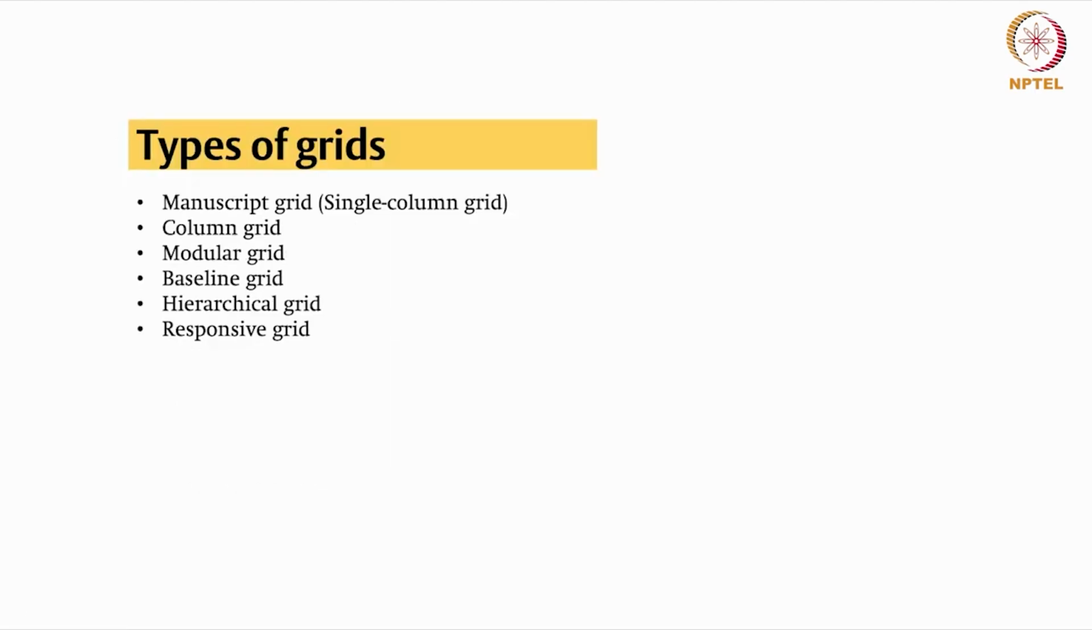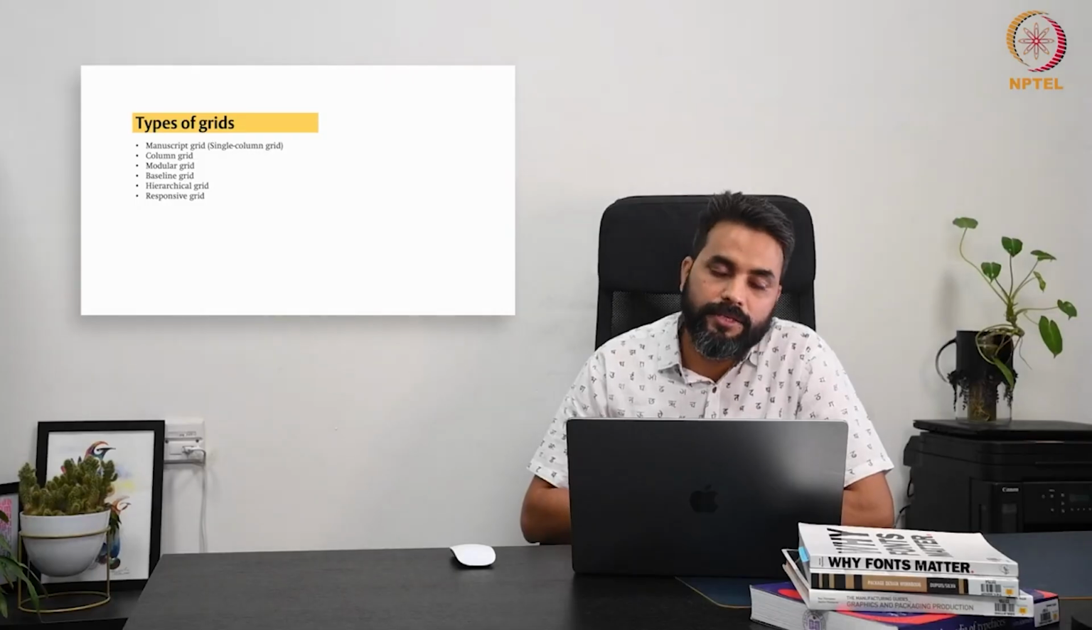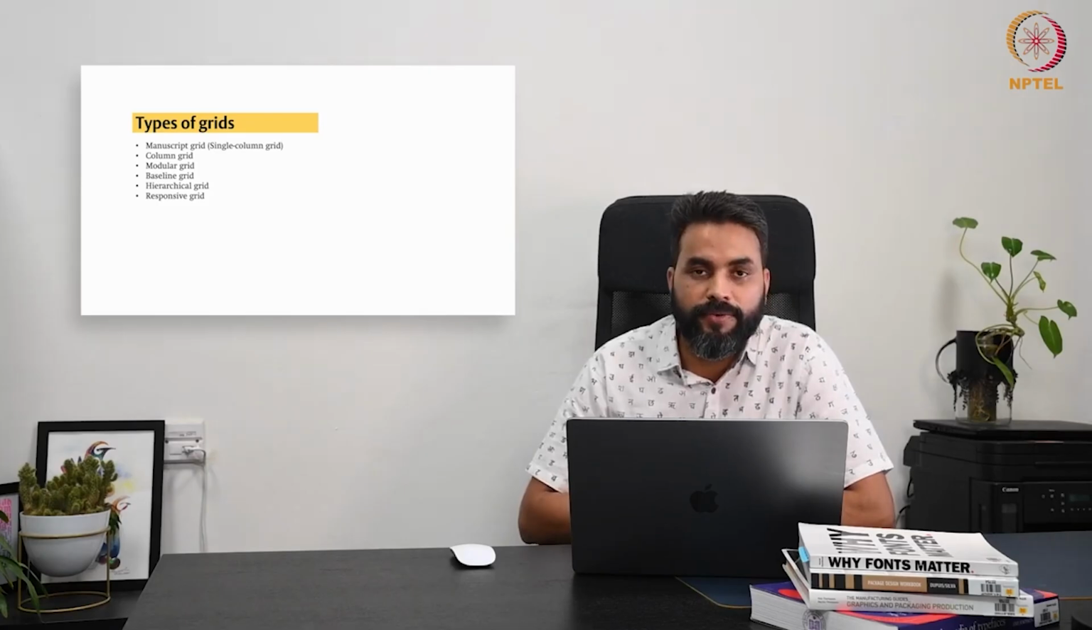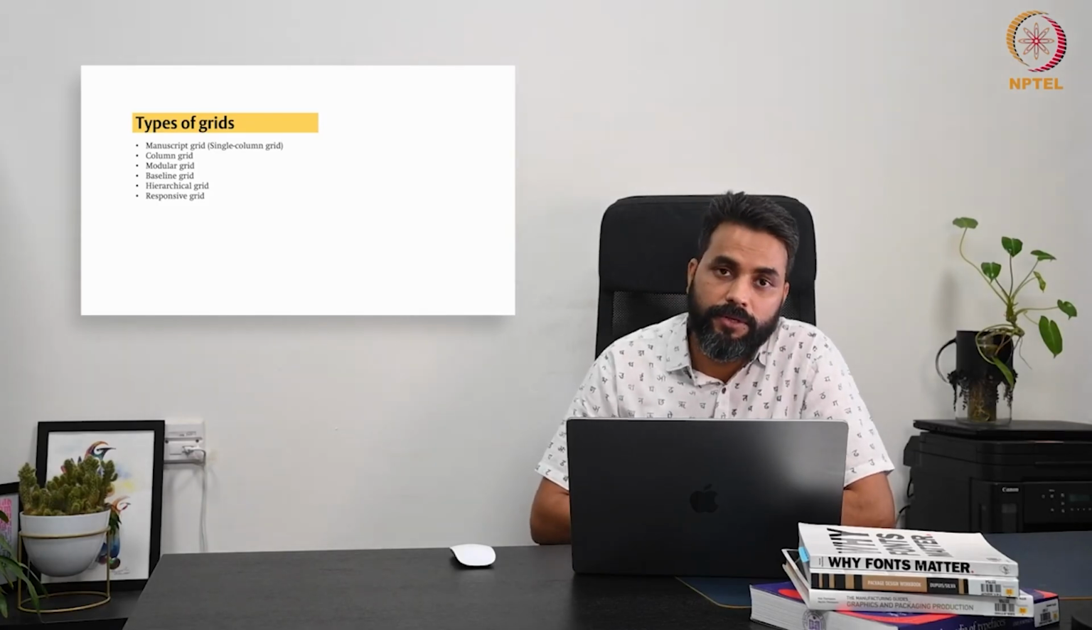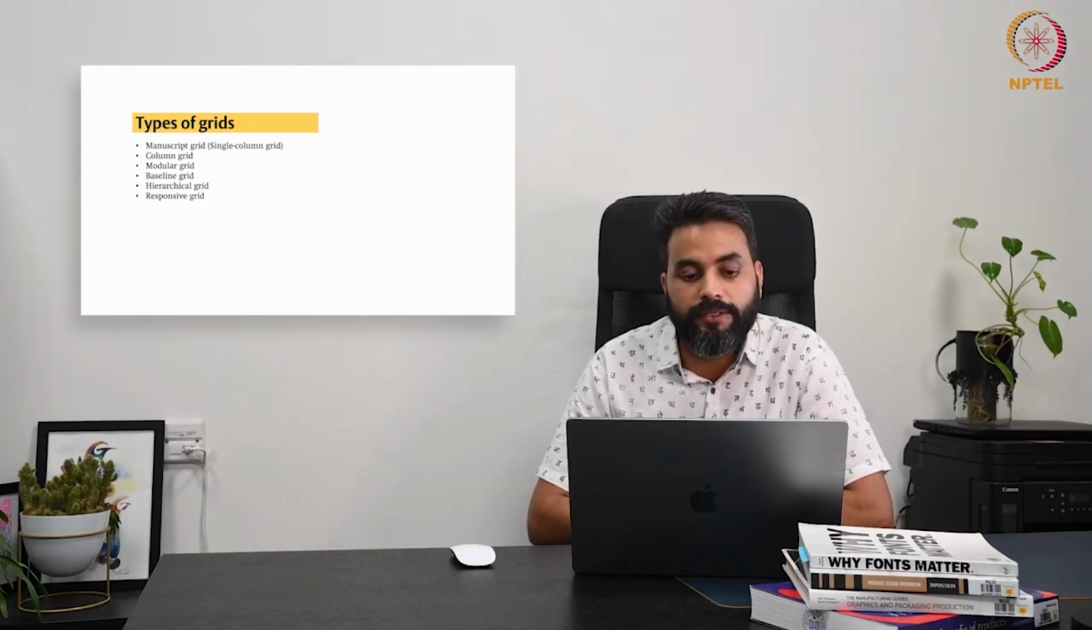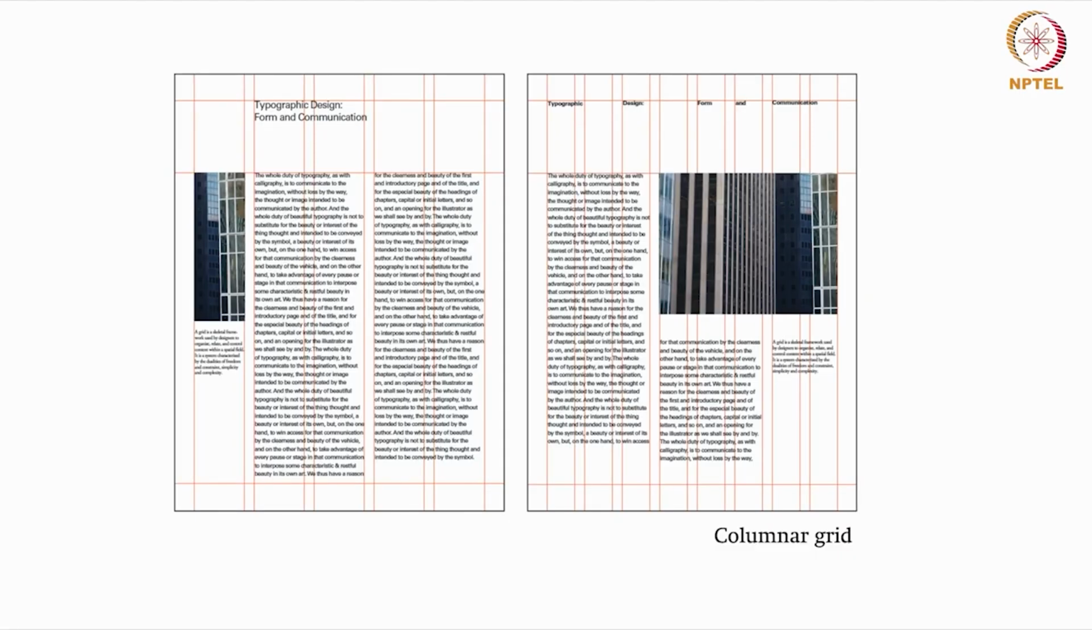Now there are different types of grid, and the basic types are the manuscript grid, column grid, modular grid, baseline grid, hierarchical grid, and responsive grid. This is not a very exhaustive list. Different designers define grids in different ways, but these are the very basic ones which anyone should know and understand.